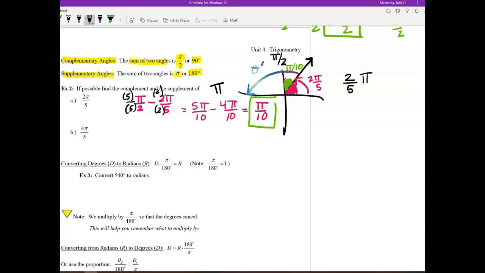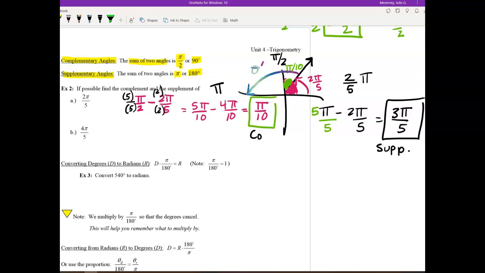So what you do is you take the whole, which is pi, and you subtract the part that you have, which is the 2 pi over 5. So you're going to take pi, subtract 2 pi over 5. Again, you got to get common denominators. So the common denominator is 5. And once you have common denominators, it's just like subtracting fractions. 5 pi over 5 subtract 2 pi over 5 is equal to 3 pi over 5. So that is the supplementary angle. So you could label those. This one is the supplementary, and this one over here is the complementary angle.